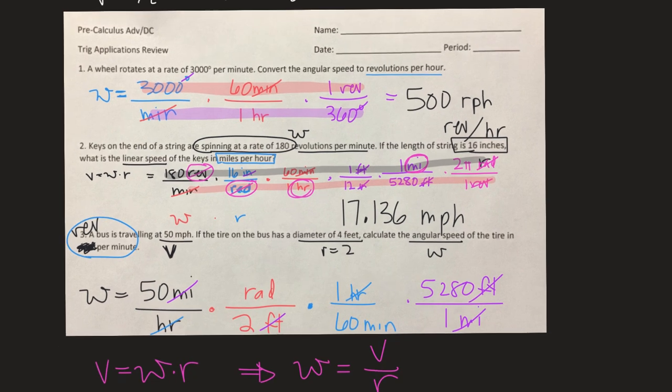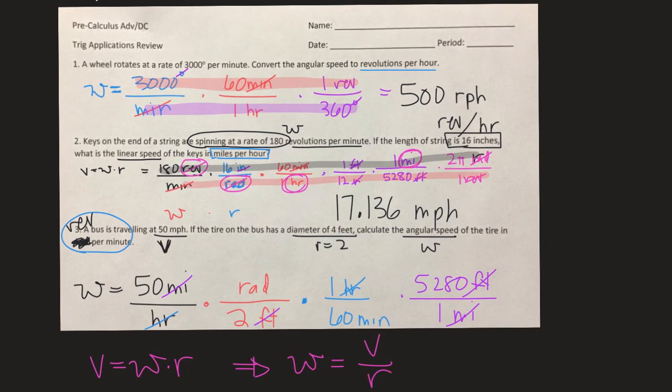And now we have to multiply. So let's do that and come back and see what our answer is going to be. 350.141 revolutions per minute.